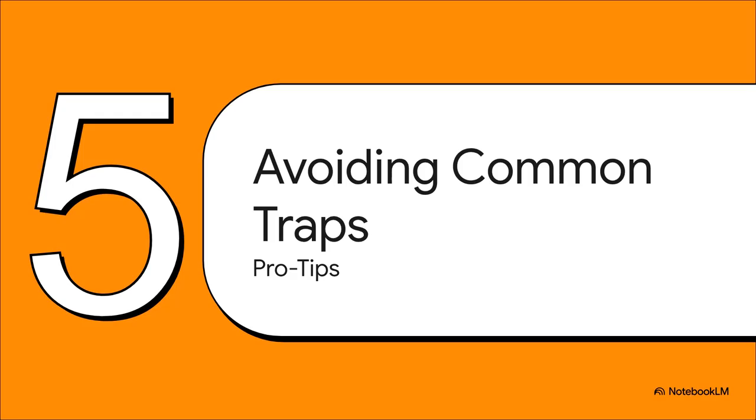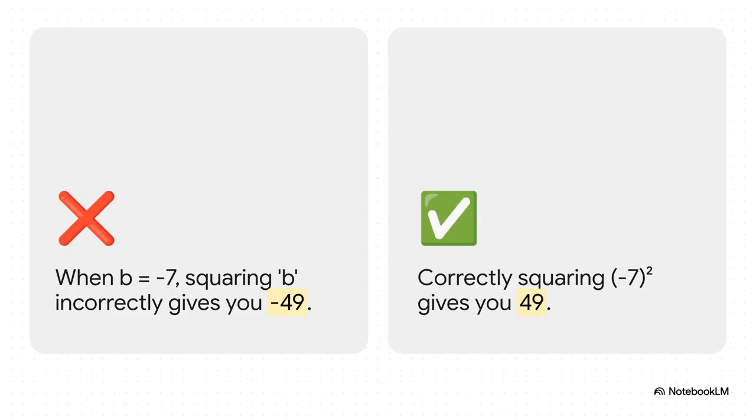All right, so you've got the method. But like any powerful tool, there are a few common traps people fall into. But hey, if you know what they are, you can avoid them every single time. Okay, this one right here is probably the single biggest, most common mistake, squaring negative numbers. Let's say B is -7. It's so easy to just write down -49. But you have to remember you're squaring the entire thing, the negative sign included. So -7, in parentheses, squared is +49. It feels like a tiny detail, but it changes everything.